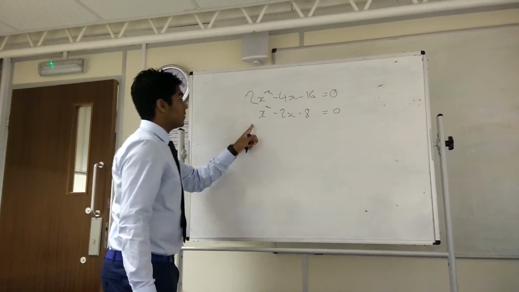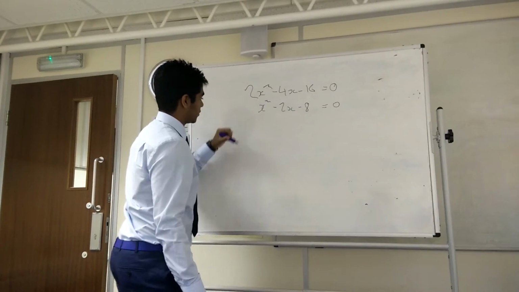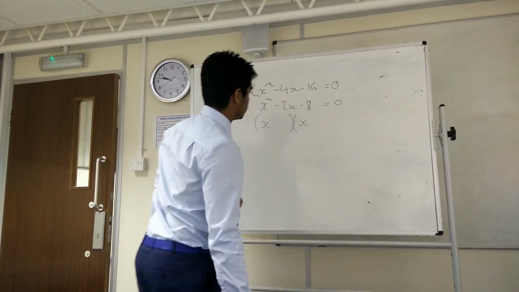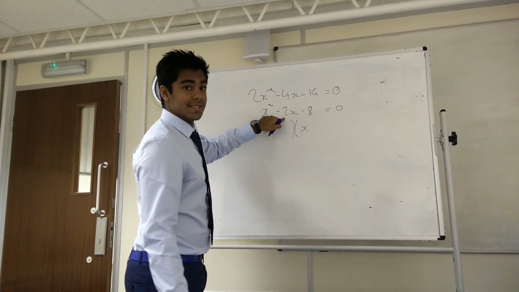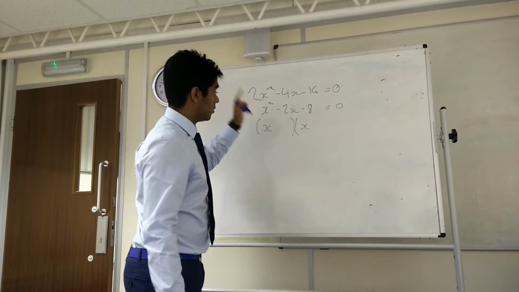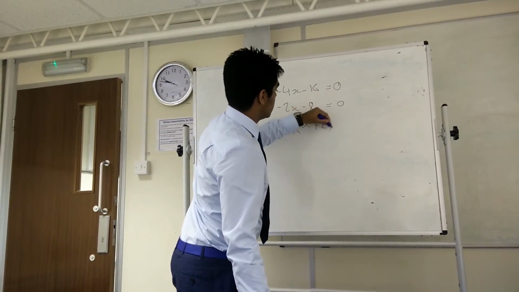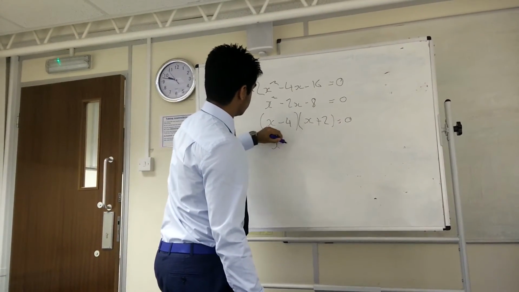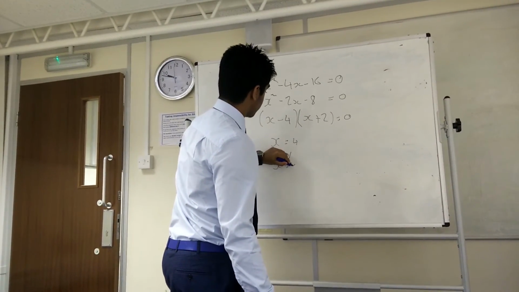Okay, now, this is a form that's easier to factorize than this form. So, if I use the shortcut, I'll get x and x. Now, I know that the two factors of this that add together to make this are minus 4 and 2. So, I'll just write my x minus 4 and x plus 2 equal to 0. Therefore, the solutions of x that I get are x equal to 4 or x equal to minus 2.